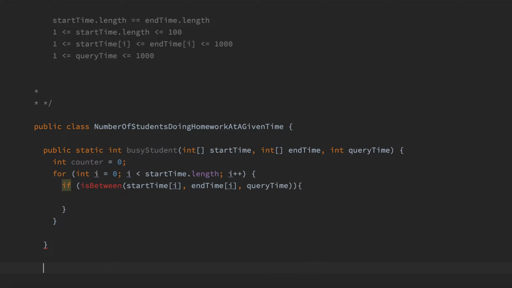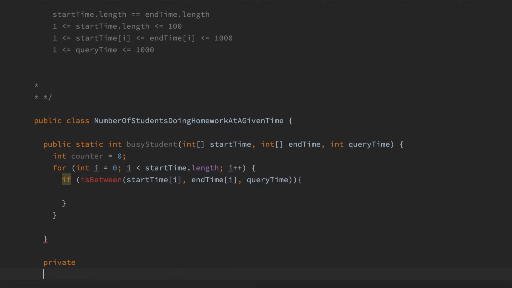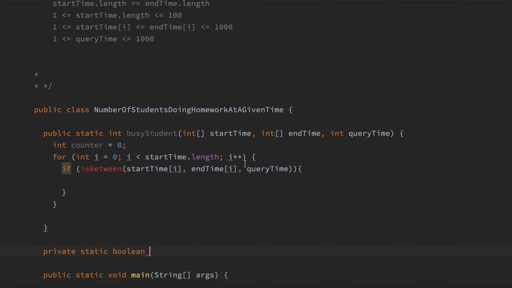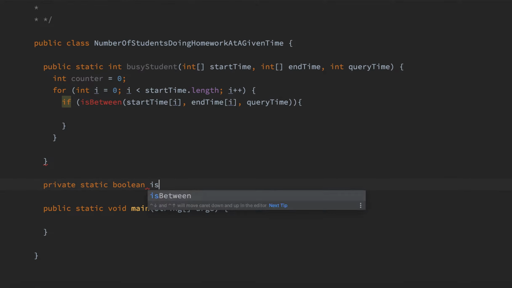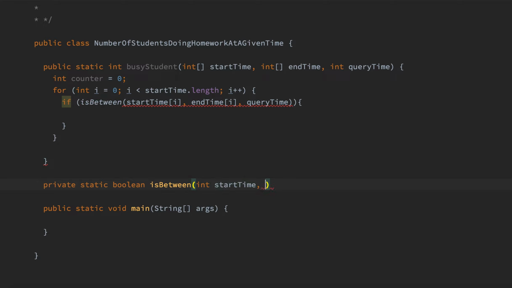So we're going to go outside this method, and we're going to create a second method here. This method can be private. It's going to return a boolean. It's going to tell us if the query time is between these two numbers. So this boolean method is going to be called isBetween. It's going to take 3 parameters: int startTime, int endTime, and query time.